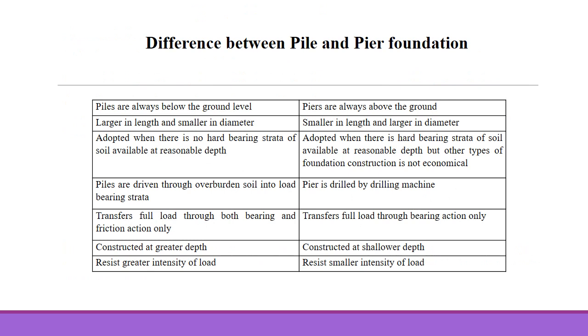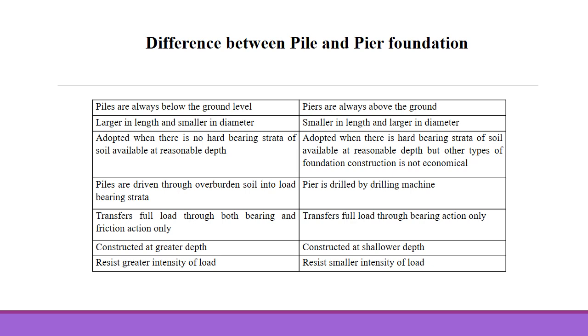Next, the difference between pile foundation and pier foundation. Pile is always below the ground level, pier is always above the ground level. The pile is constructed in the ground, below the ground level, and is called pile foundation. The pier is the foundation constructed above the ground level. Piles are larger in length and smaller in diameter. Piers are smaller in length and larger in diameter.